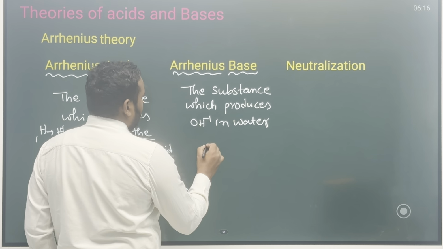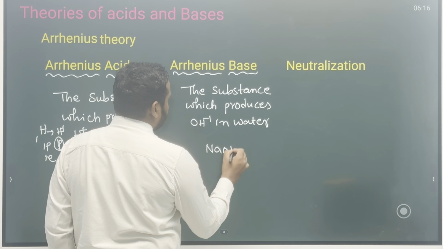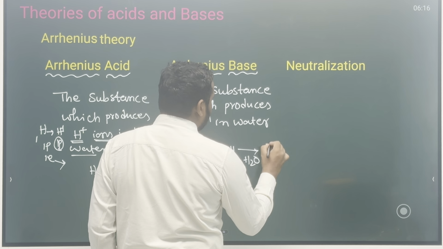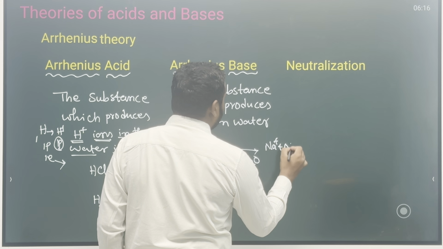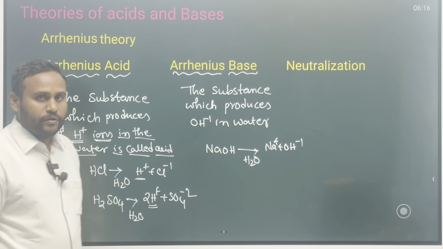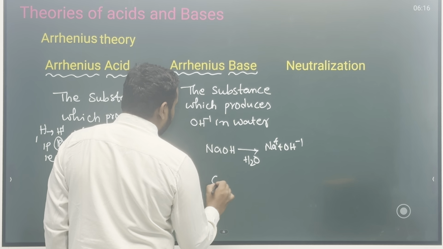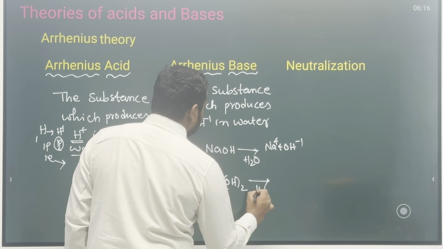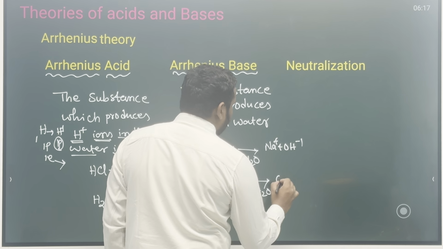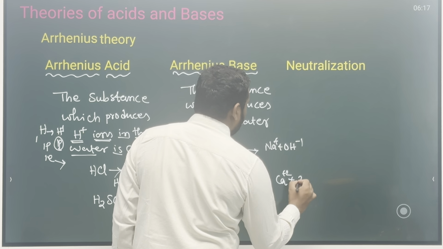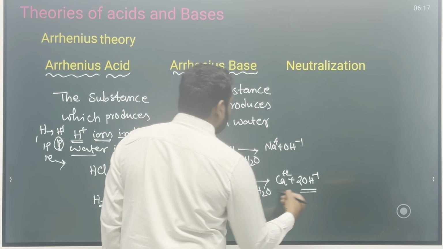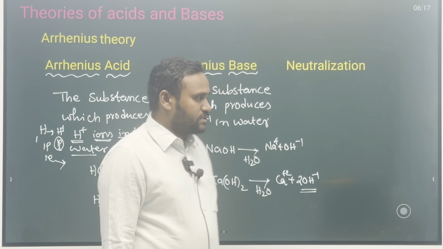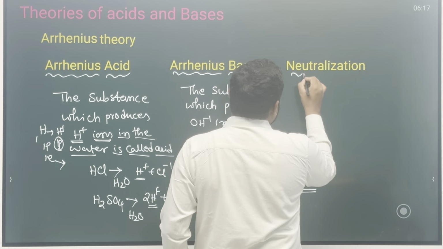For example, here we are going to take sodium hydroxide. When you dissolve sodium hydroxide in water, it produces Na+ and OH- ions. And you take calcium hydroxide, Ca(OH)2, this gives rise to Ca2+ plus 2OH- ions. Means the substances which produce OH- ions are called what? Bases.